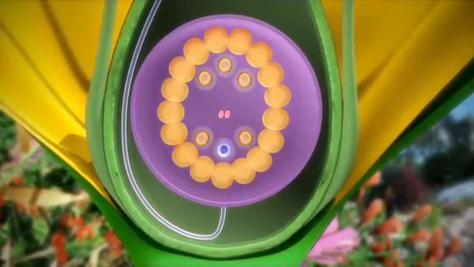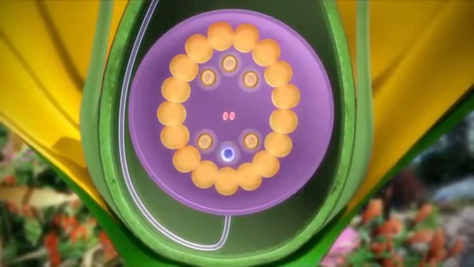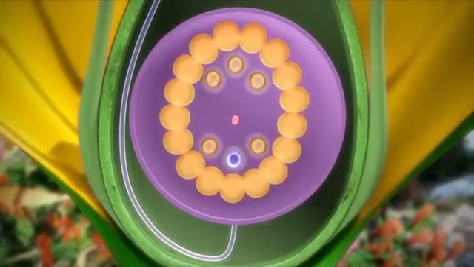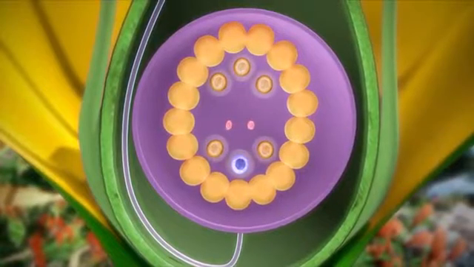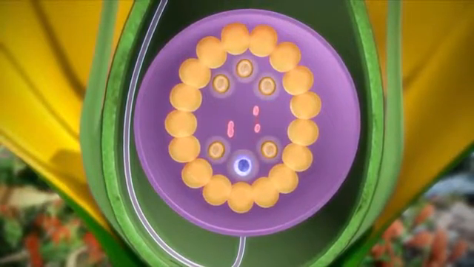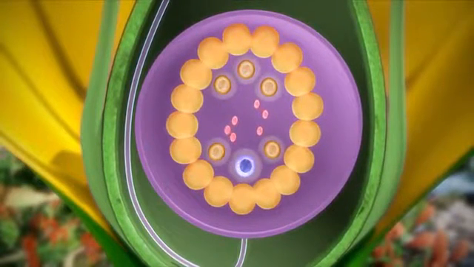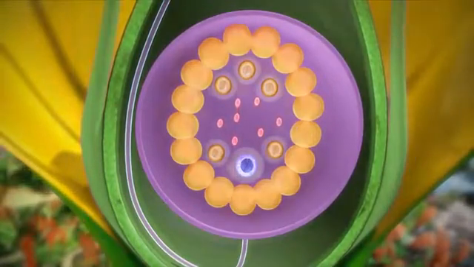The male reproductive cell then fuses with the egg cell, resulting in the formation of a zygote. This process is called fertilization. The zygote divides and redivides several times within the ovule, resulting in the formation of an embryo.